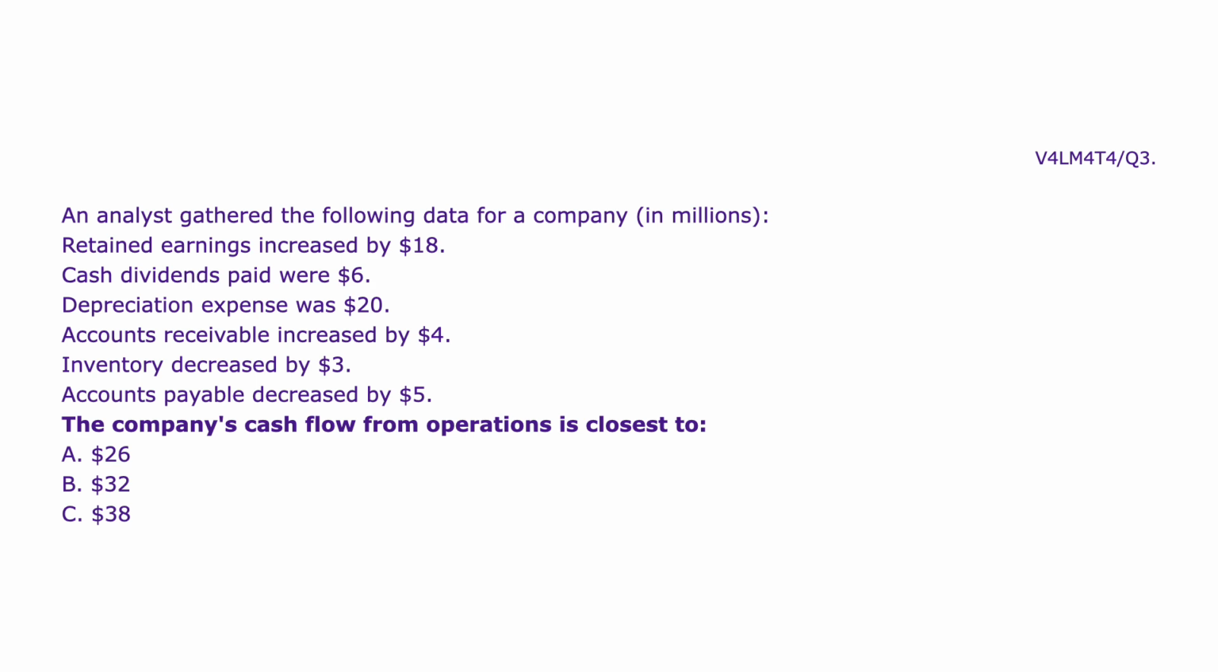The company's cash flow from operations is closest to: A. $26. B. $32. C. $38.